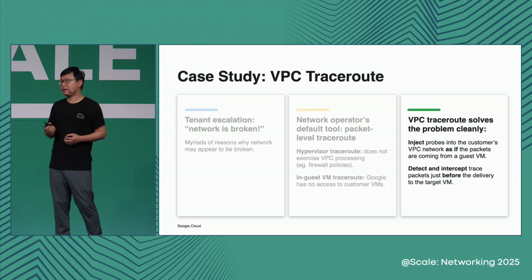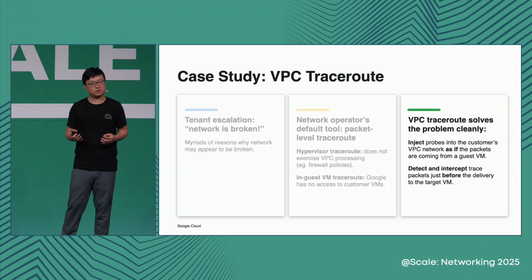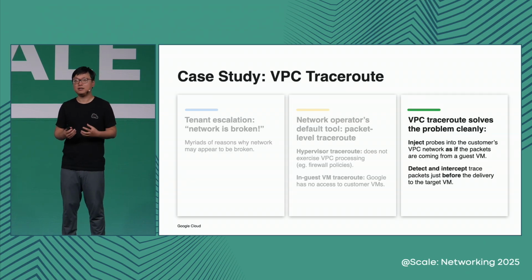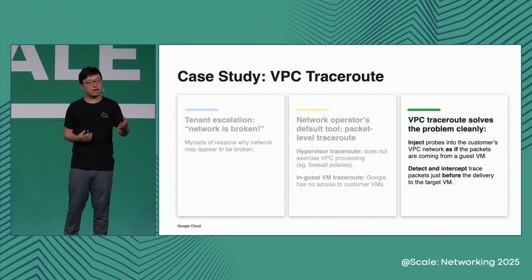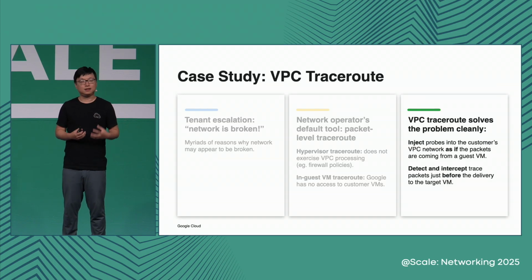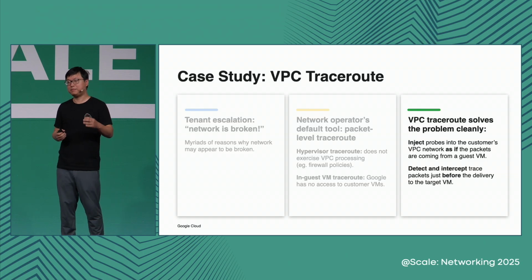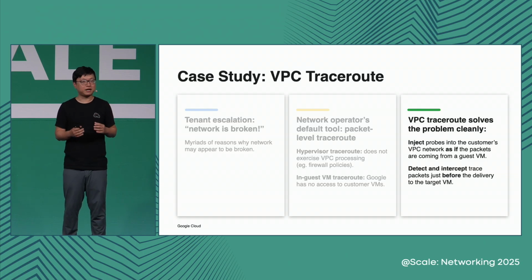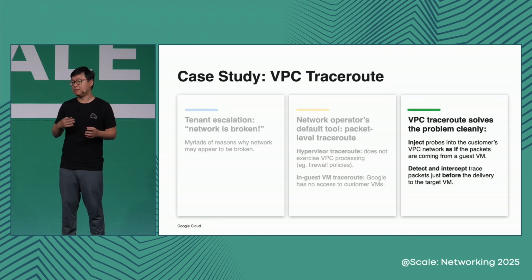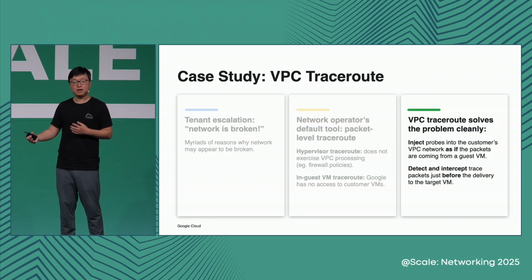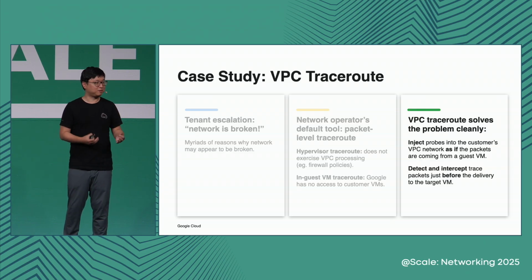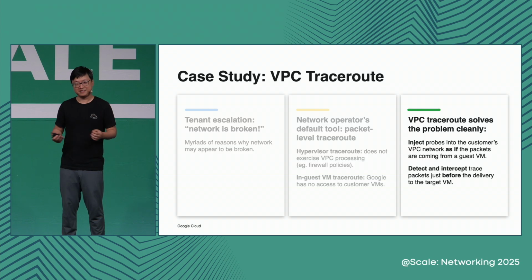So the solution that we came up with is called VPC traceroute. This is a capability that we built into the hypervisor, into the hardware, that allows our hypervisor to craft and inject probe packets into the exact same data path as if these packets came from the VM. And then on the ingress side, we also match and intercept these packets, and we drop them before we deliver them to the VM, because otherwise the customer would be very confused about what this packet is.